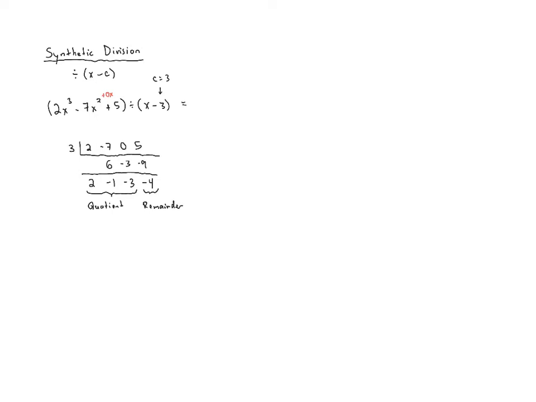So what this means is that when we divide, we end up with 2x squared minus 1x, or minus x, and then minus 3. And then our remainder is going to be -4 over x minus 3. And of course, you could also write this as 2x squared minus x minus 3 minus 4 over x minus 3. Either one of these work just fine for our answer.